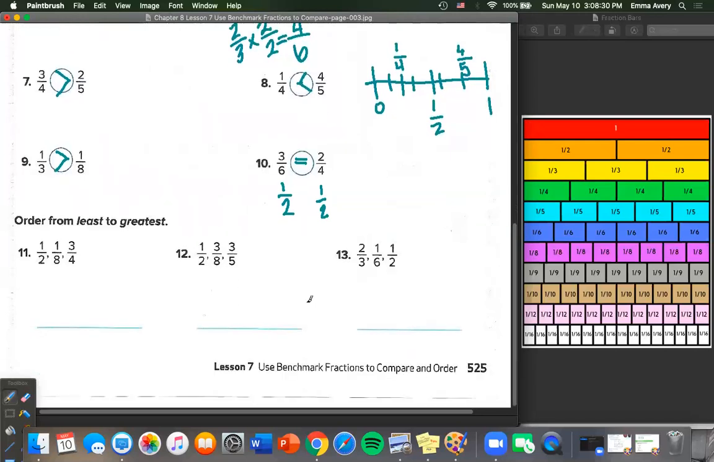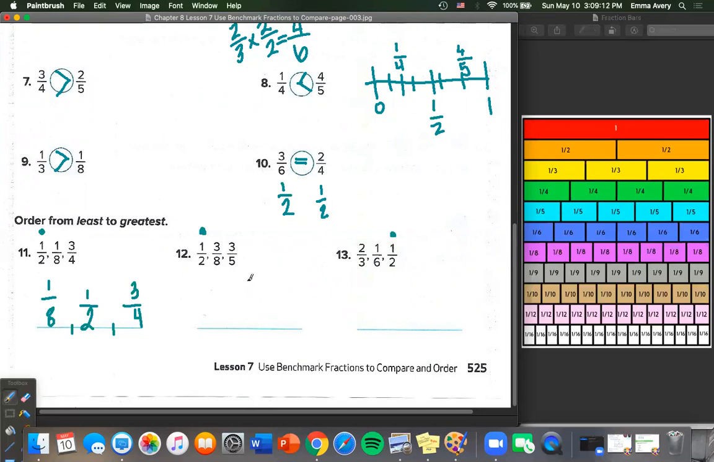Okay, now we are going to order from least to greatest. So we don't need to know what they are exactly, we just need to be able to order them from least to greatest. And they're giving us the benchmark fraction of 1/2. Okay, so we have 1/2, 1/8, and 3/4. So 1/2 is going to be in the middle. So which one's bigger? Well, 1/8 is all the way down here, and 3/4 is all the way over here. So 3/4 is our biggest, and 1/8 is our smallest.